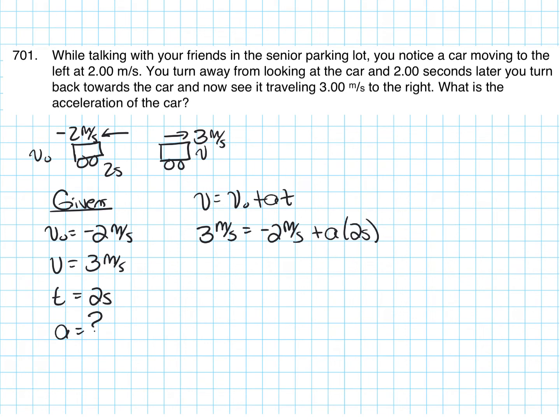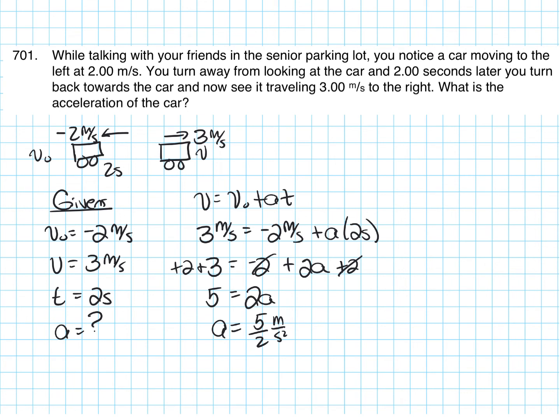All right, so I'm going to rewrite this without the units just to make it a little bit easier to see what's going on. 3 is equal to negative 2 plus 2 times A. To solve this, I'm going to begin by adding 2 to both sides. So plus 2 over here, plus 2 over there. That's going to be 5 is equal to 2A, since those cancel out. So A is equal to 5 divided by 2, which is 2.5 meters per second squared.